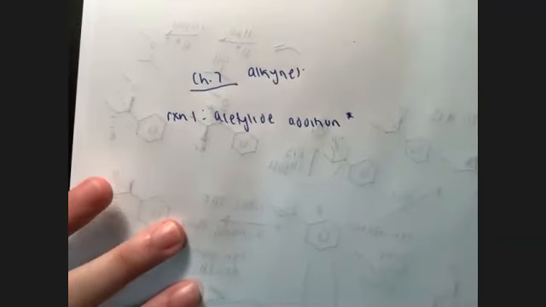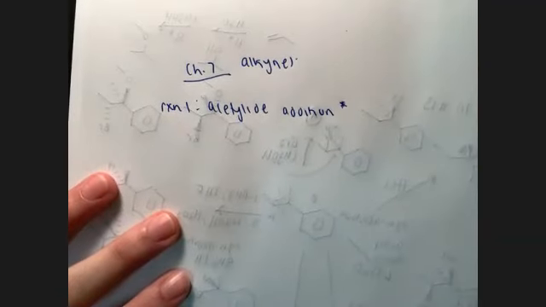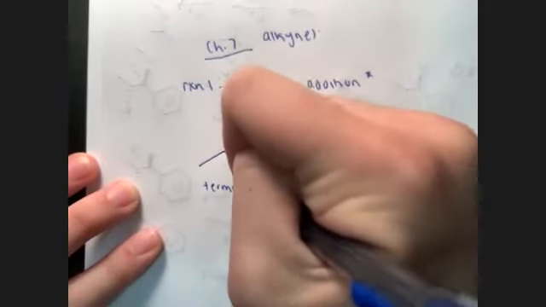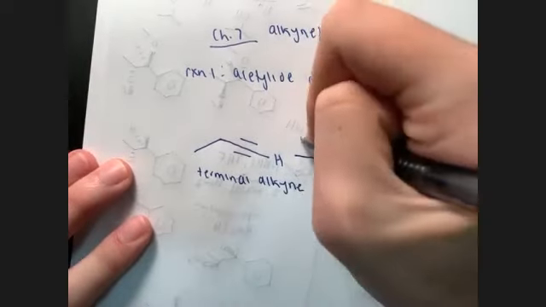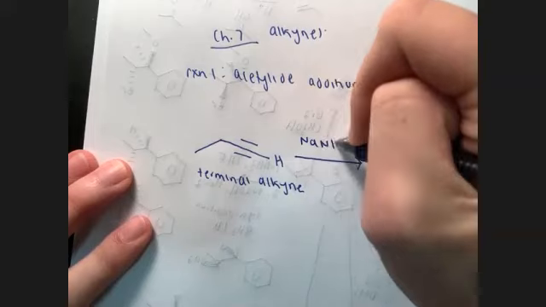So reaction 1 is acetylide addition. This is a very, very important reaction, especially for synthesis, and we're going to talk about why in a second. So essentially, what does that mean? We're going to draw a generic alkyne, and specifically I'm drawing a terminal alkyne. It has to be terminal, and we'll talk about why in a second. This is a terminal alkyne, and we are going to subject it to this reagent known as sodium amide.